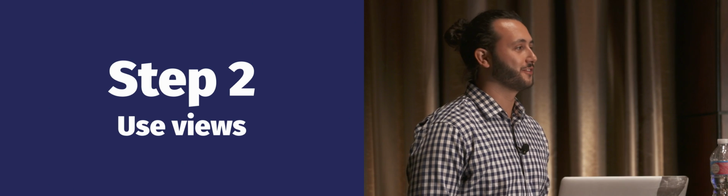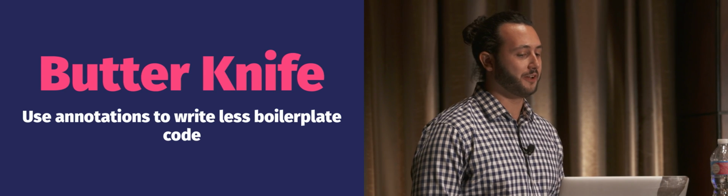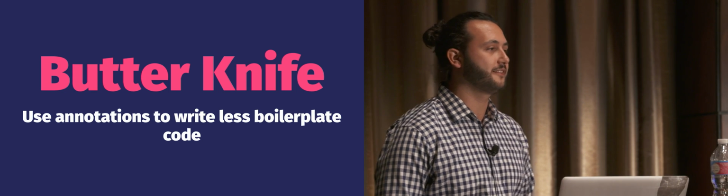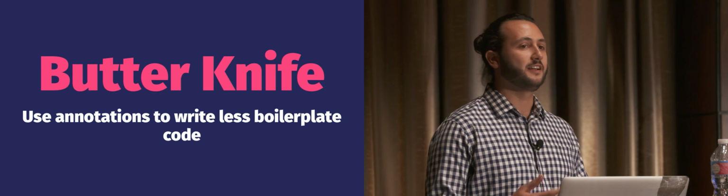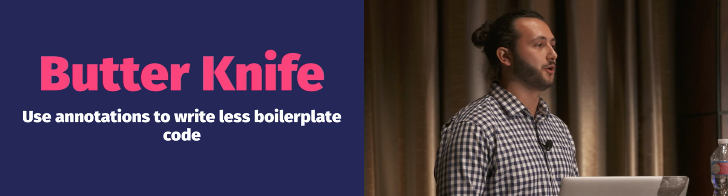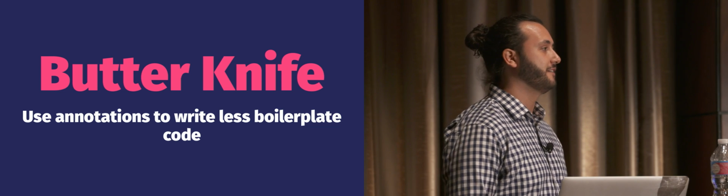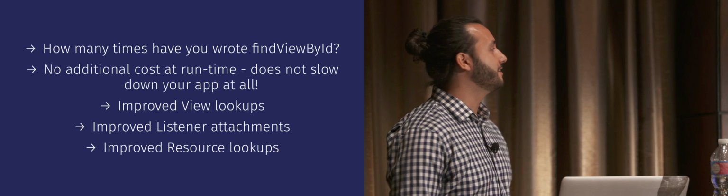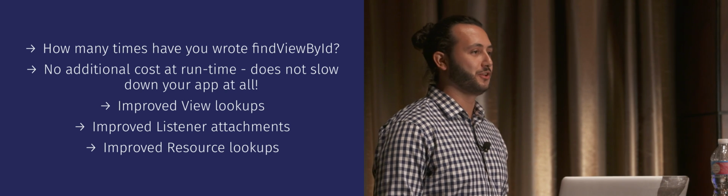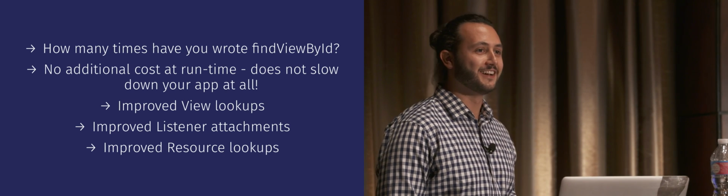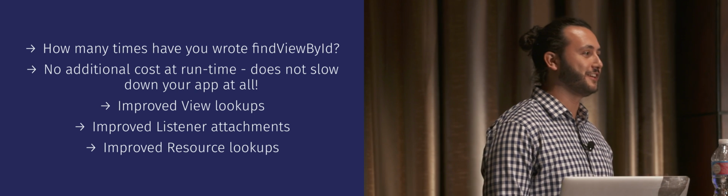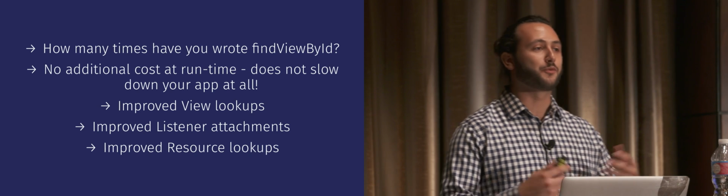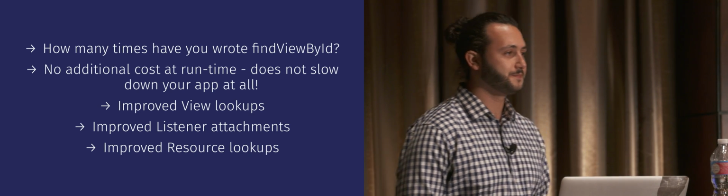So we need to use the views. And we're going to use our first library, which is Butterknife. Butterknife is a great library that lets us use annotations to allow us to write less boilerplate code. What are some benefits of Butterknife? I'm betting you've written findViewById 1,000,000 times just yesterday. You know, when you're starting up a new activity or you have views, you've done that a lot. And Butterknife is a great library that helps reduce the amount of times we have to do that.